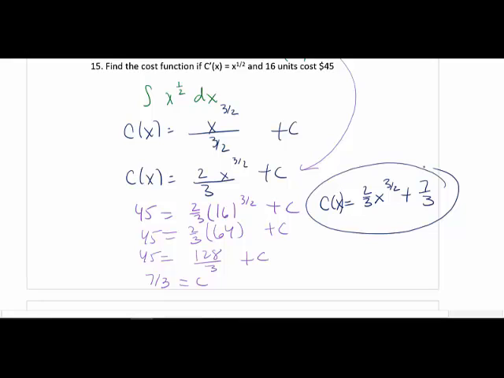So we had one problem where the fixed cost is given to us. That's automatically your C. 15 gave you an actual point with the quantity and cost. You had to plug that in to evaluate for C.